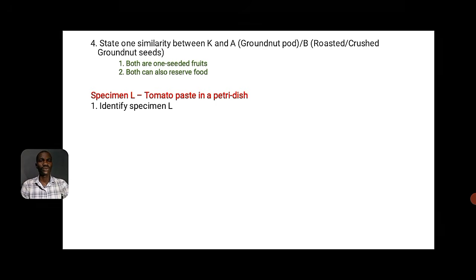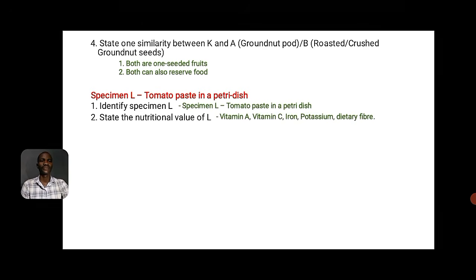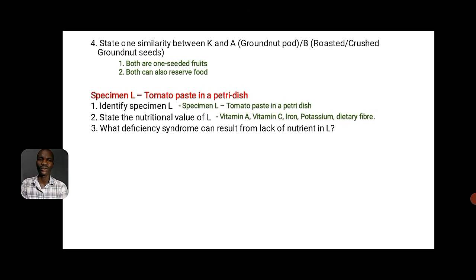So let's move on to specimen L, tomato paste in a petri dish. So identify specimen L, we already said that. State the nutritional value of L. So we have vitamin A, vitamin C, iron, potassium, and dietary fiber. 3. What deficiency syndrome can result from the lack of specimen L? A major thing here is vitamin C, and that is scurvy, where the teeth and the gums of the teeth will be bleeding.